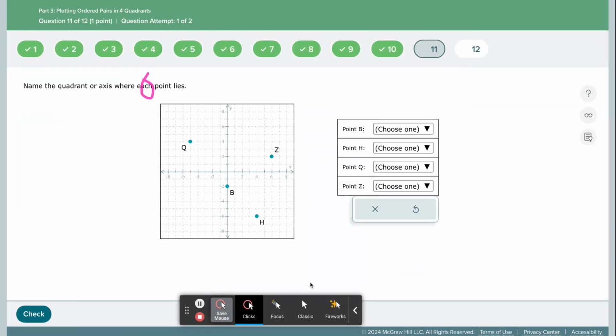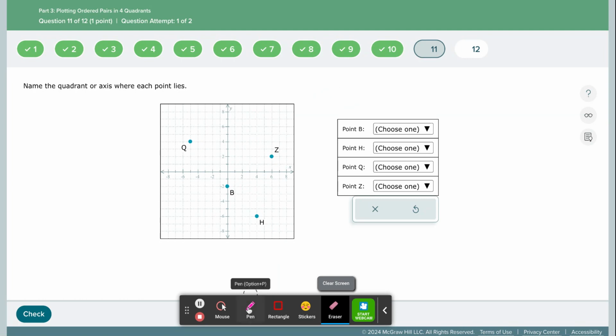Here we go. 2 more. Okay, so these are a little bit different, as you can see. I think the next 2 are like this. So I like these because it just tells you to look for specific plotted points already and then tell me their location.